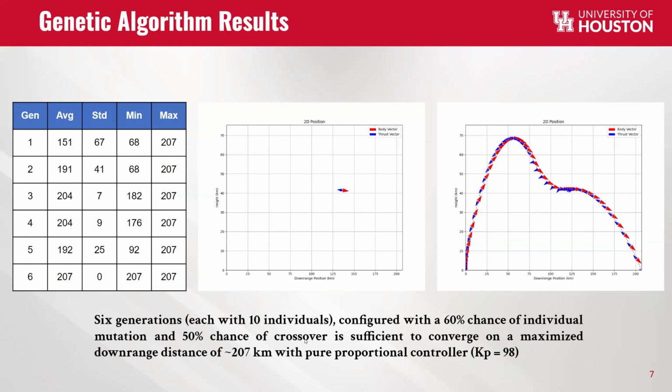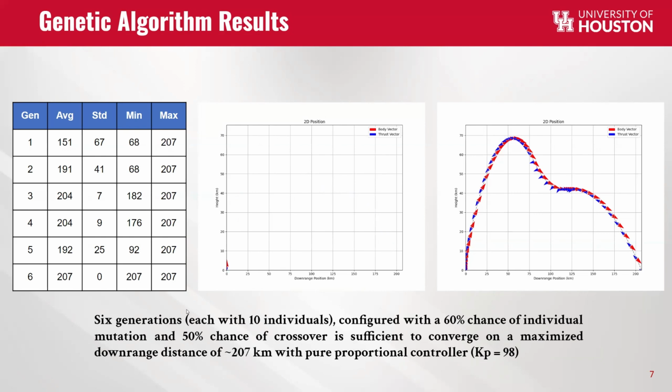And what we found is we eventually get a maximized downrange distance of 207 kilometers, and that occurs from a pure proportional controller. Now, I will note this pure proportional controller is probably an artifact of the fact that we can't apply discrete torques realistically in the sim yet, which kind of leads us to this.